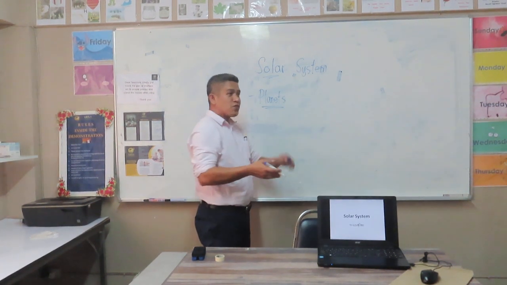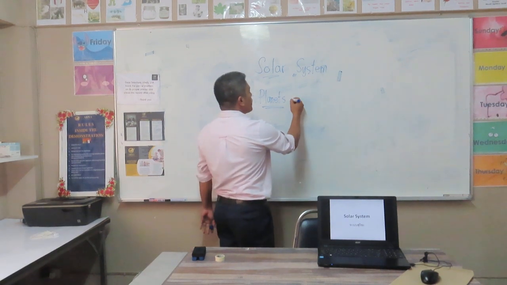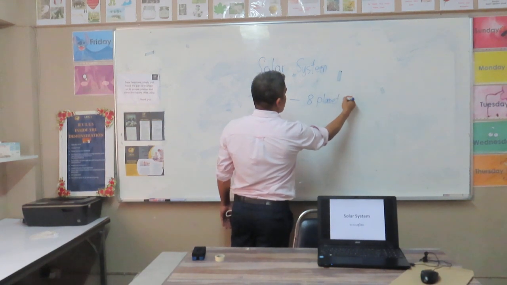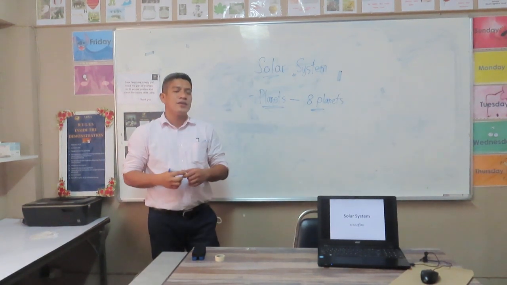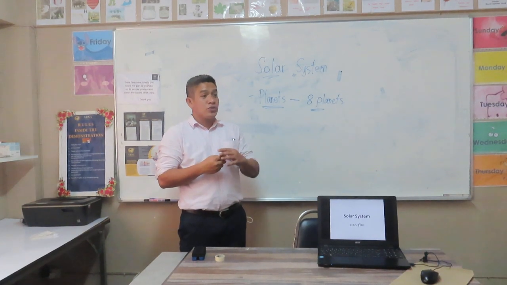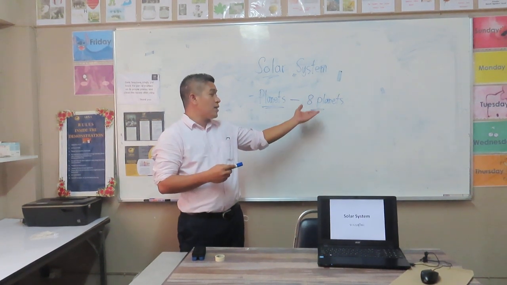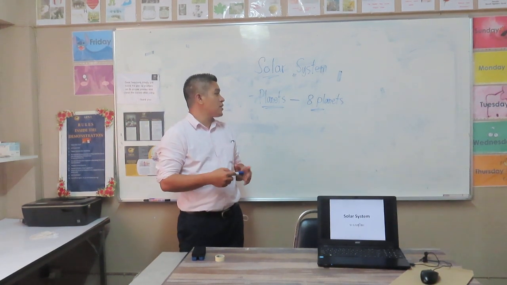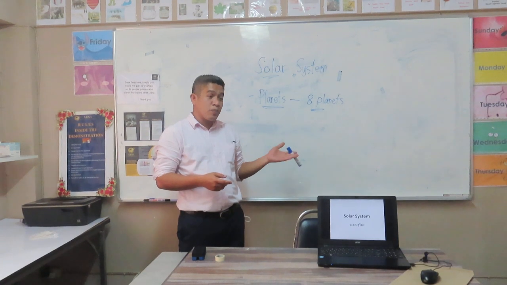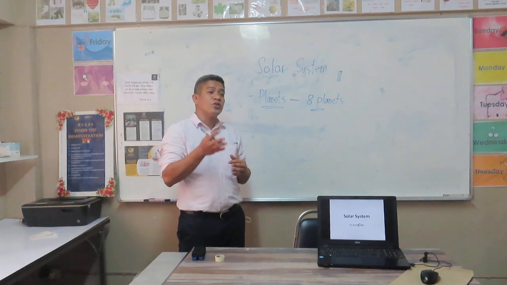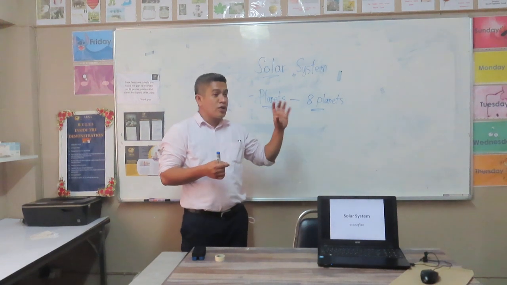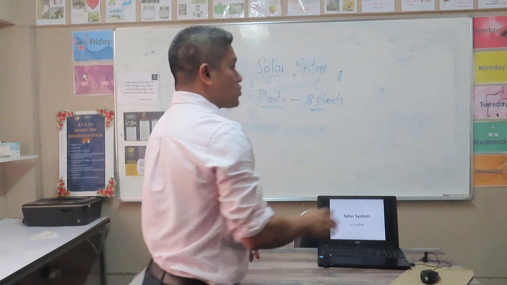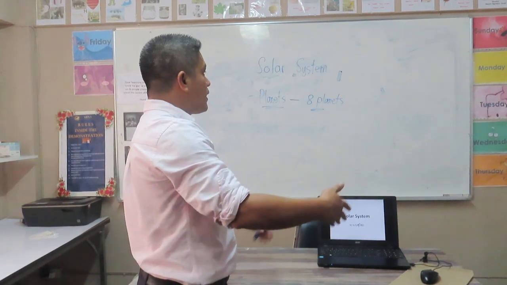As of now, since 2016, we already have 8 planets. Before it was 9, but Pluto is no longer counted as a planet in the solar system. It is still a part of the solar system, but we now call it a small planet.